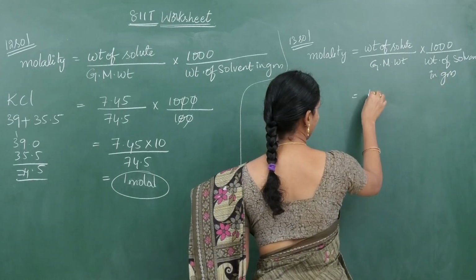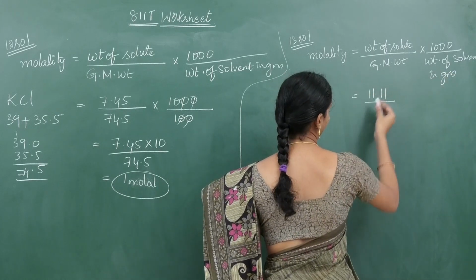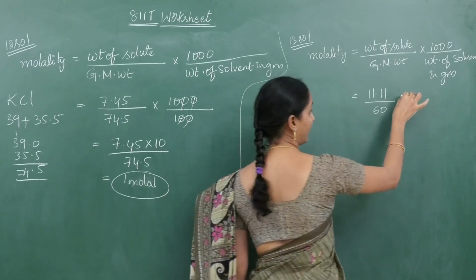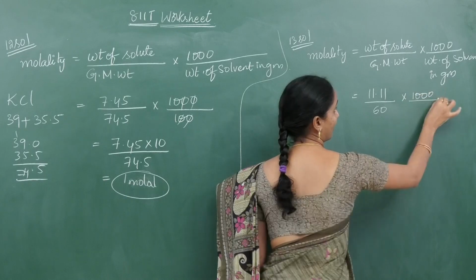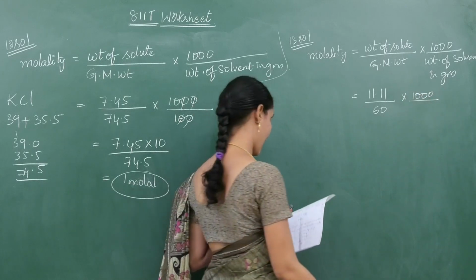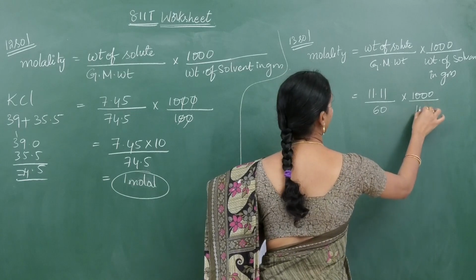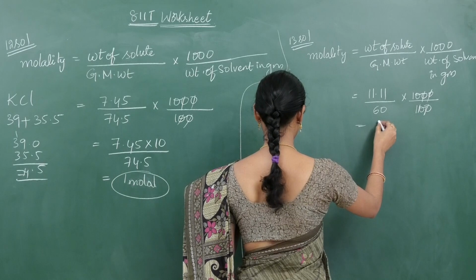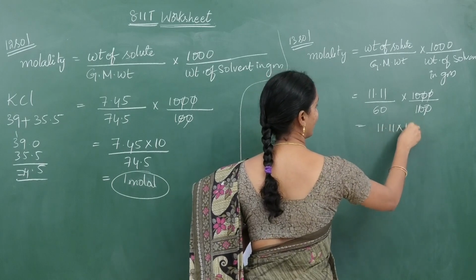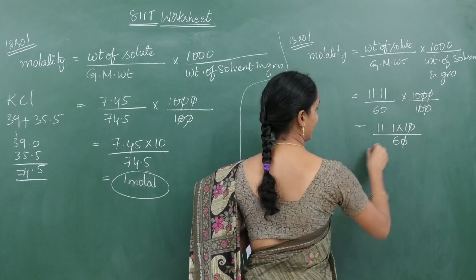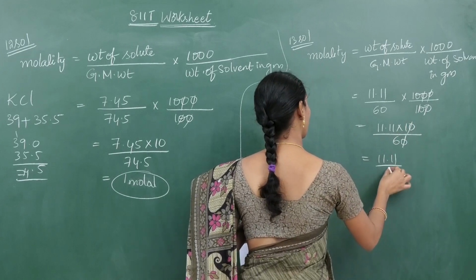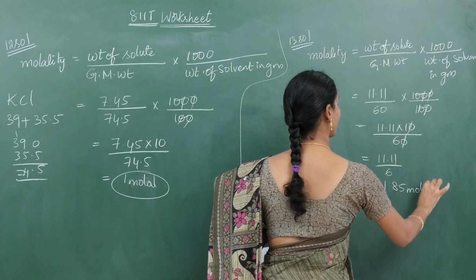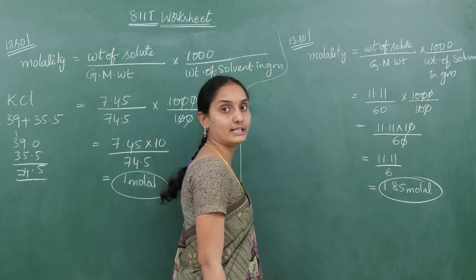So weight of solute was given as 1.11 divided by urea's mass is 60. In the earlier sum we have calculated already. So 1000 upon weight of solvent was given as 100, children. So 100 you should take. So these two get cancelled and we are left with 1.11 into 10 by 60. So these two get cancelled, 11.1 by 6. So it is equal to 1.85 molal solution. So this is the answer for molality, children.